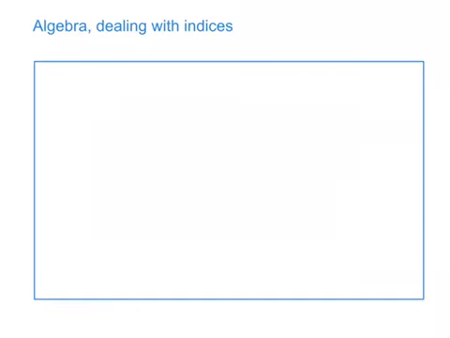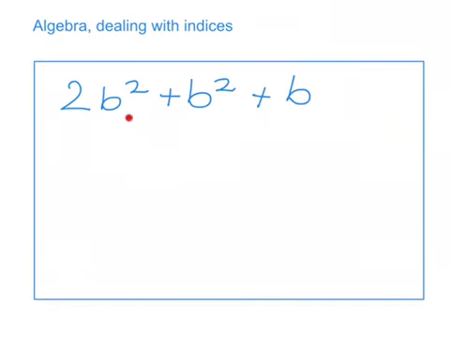If you had an expression that was 2b squared plus b squared plus b, then you would be able to collect these b squareds with this b squared. So 2b squared add on another b squared would become 3b squared, and then you would have this last b to add on, so that would become 3b squared plus b.